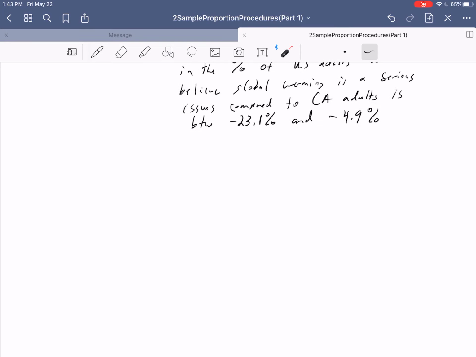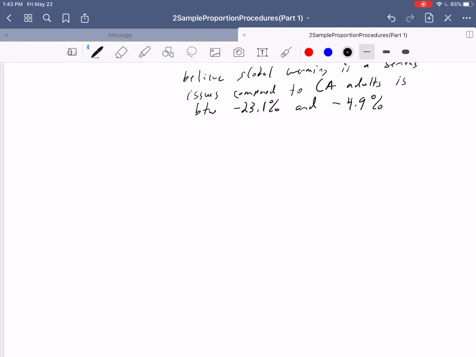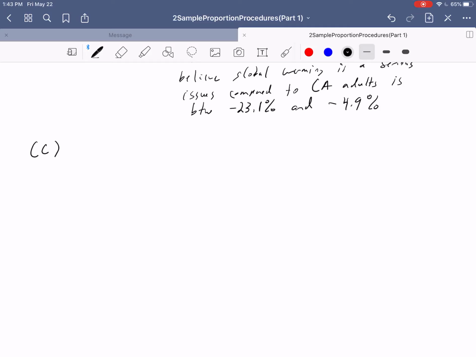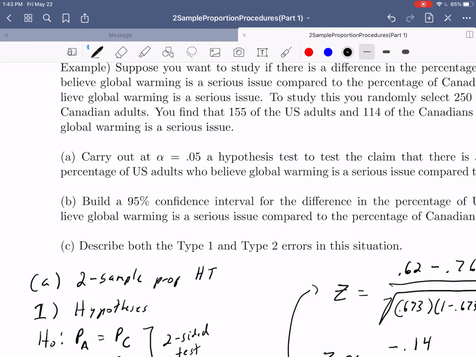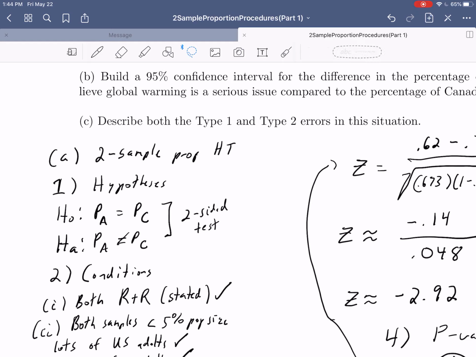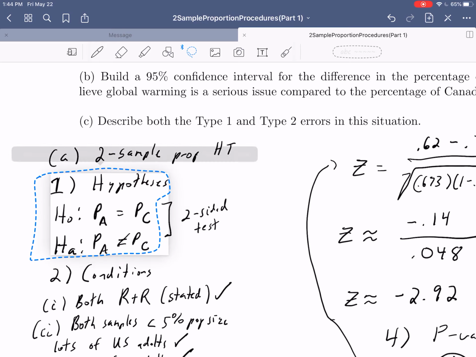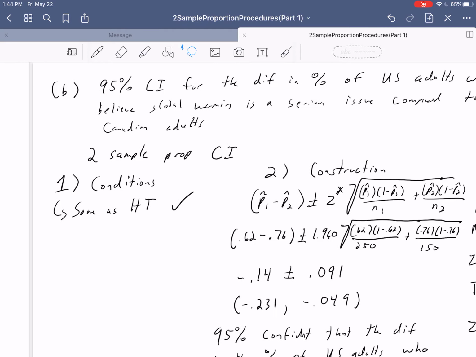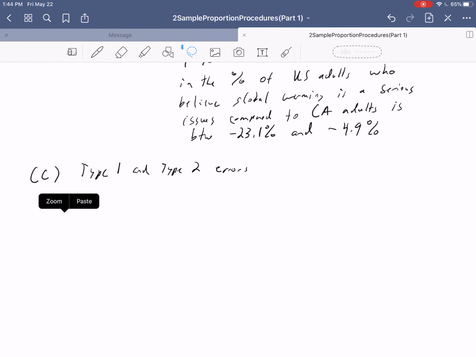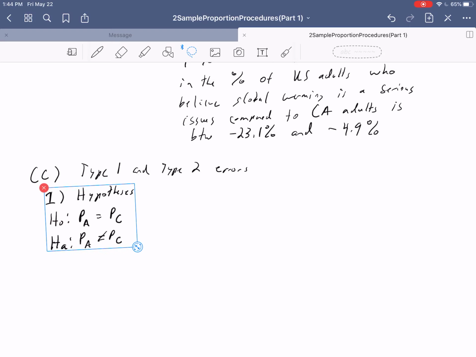Okay. Let's wrap this example up by talking a little bit about the errors that were possible in this situation. So we want to talk about the type 1 and type 2 errors. Let's go ahead and go back and grab what our hypotheses were. So remember that our hypotheses were these right here. It's always useful to have your hypotheses when you're trying to talk about the errors.